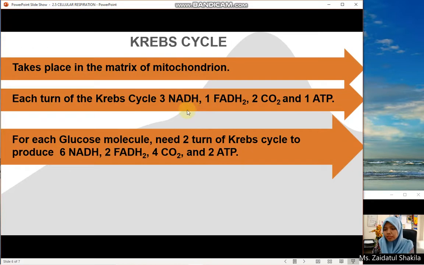Now let's summarize all the steps in the Krebs cycle. So the Krebs cycle happens in the matrix of the mitochondrion. Each turn of the Krebs cycle will produce 3 NADH, 1 FADH2, and 2 carbon dioxide, and also 1 ATP. So for each glucose, since glucose will split into 2 pyruvate, and 2 pyruvate need to convert themselves into 2 acetyl coenzyme A, the whole process forms 6 NADH, 2 FADH2, 4 carbon dioxide, and 2 ATP.